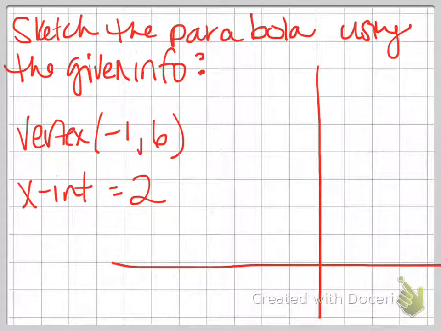Okay, so my vertex is at -1, 6. 1, 2, 3, 4, 5, 6. So here is my vertex. My x-intercept is 2. So you're just told that your x-intercept is 2. You have to understand that that is the coordinate 2, 0. So now I put my x-intercept.